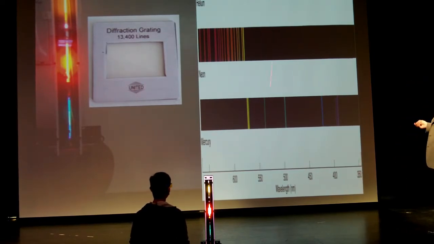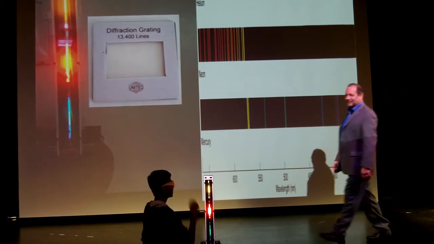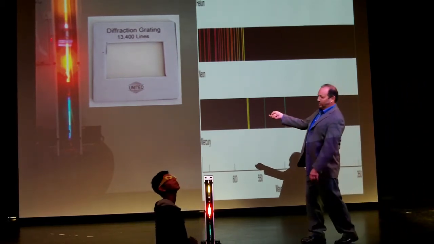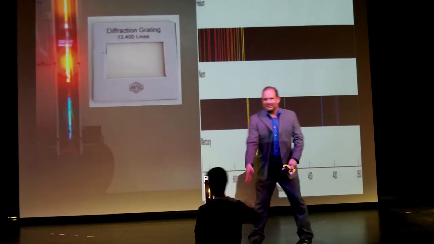Okay, does it look anything like these? Yeah, it looks exactly like that. Okay, good. So he's vouched for us that if you take the light from these 3 bulbs. Thank you very much, by the way. What's your name? Yoshimar. Yoshimar. Thank you very much. Let's give him a hand.